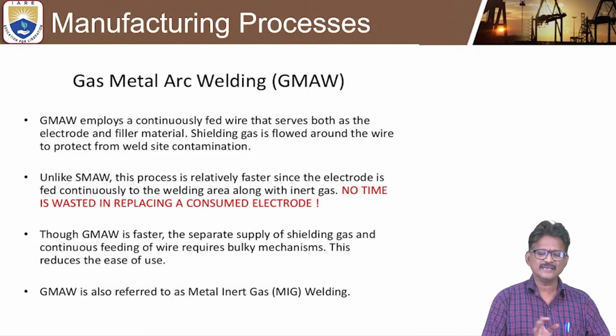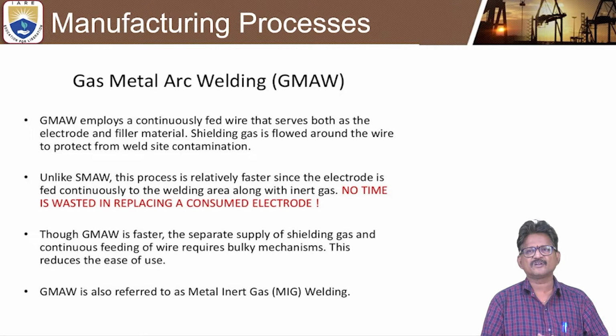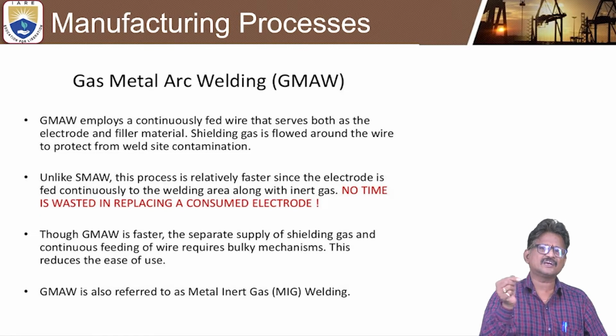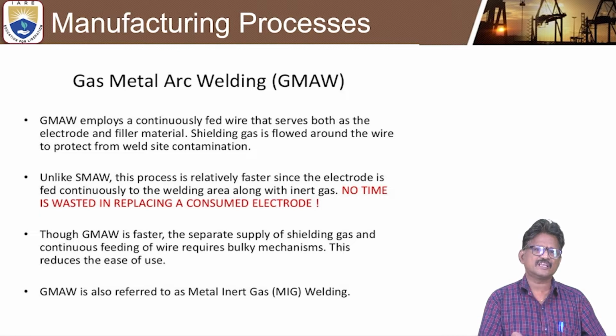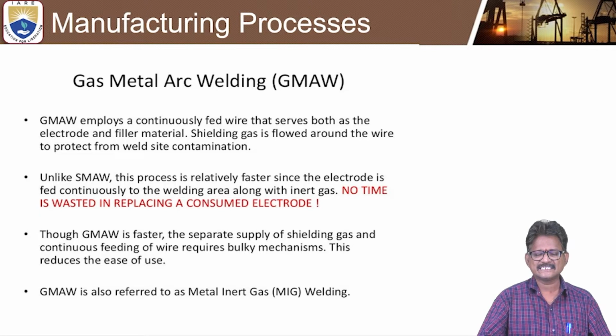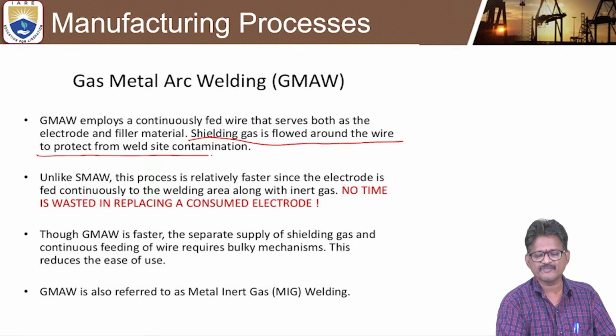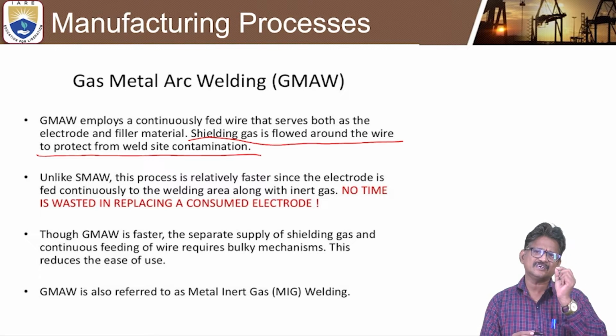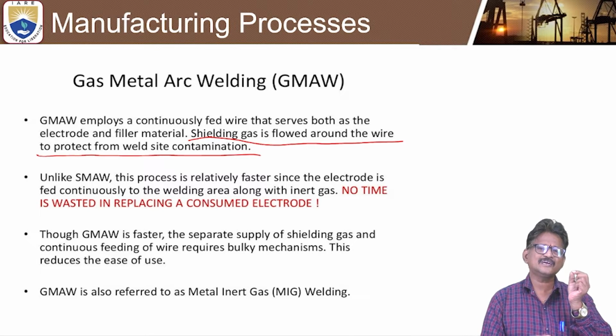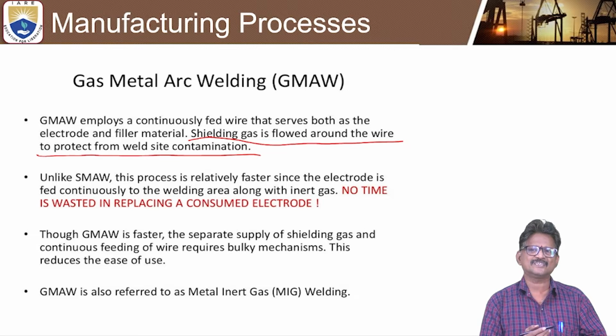This is similar to shielded metal arc welding, the only difference is that in the gas metal arc welding process, a wire is fed continuously, serving as both electrode and filler material. So here also the shielded gas is flowed around the wire, to protect the weld site from contamination. Here contamination can occur while performing the joining process.